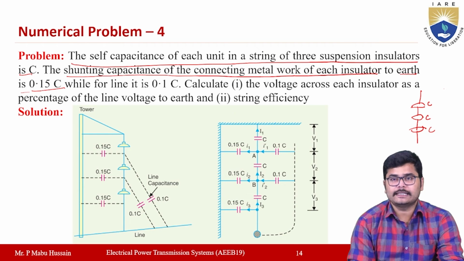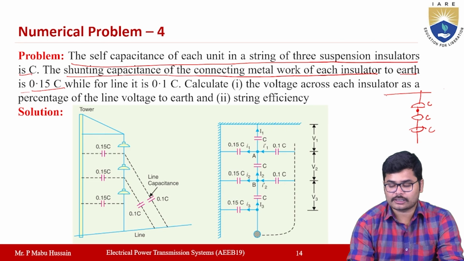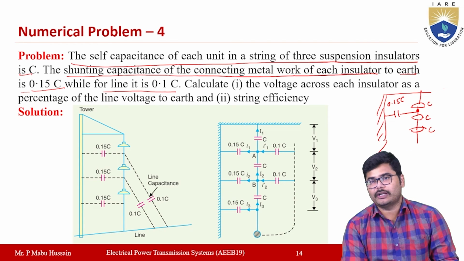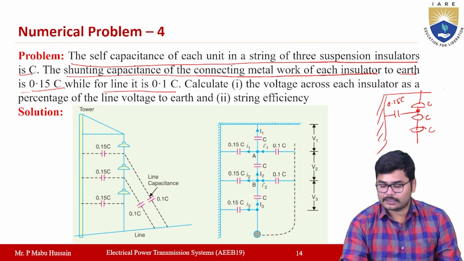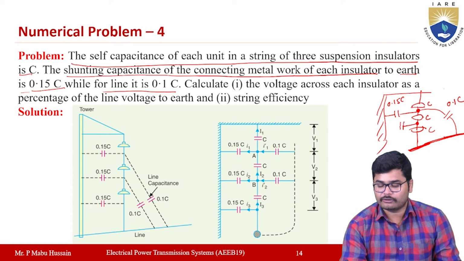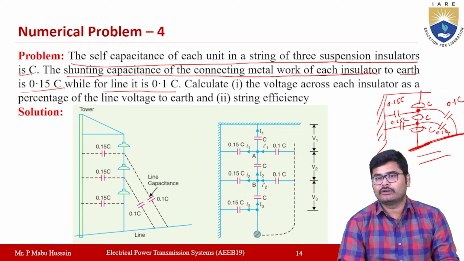Now the shunt capacitance, which is the capacitance between the connecting metal and the tower structure, which is the earth here, is given as 0.15 C. They are also giving that for the line the same shunt capacitance is 0.1 C. So between this insulator pin and the line there is another capacitance, with value 0.1 C. Similarly here also you have one insulator pin, between earth you have 0.15 C, and between line and that pin you have 0.1 C. So this is the structure, and we have to draw the diagram before we proceed with the problem.